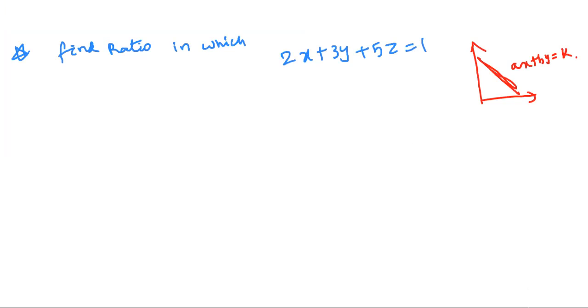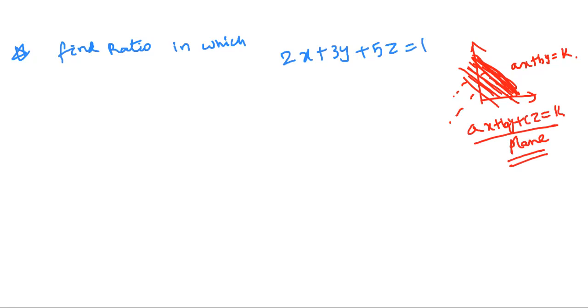Now this line, you pile up more lines on the same line in the direction coming out of the plane, more lines in the direction of the z-axis. Then that will become ax plus by plus cz equal to k, which is known as a plane equation. This is a plane equation in 3D. This is a line equation in 2D. So therefore, this is a plane.